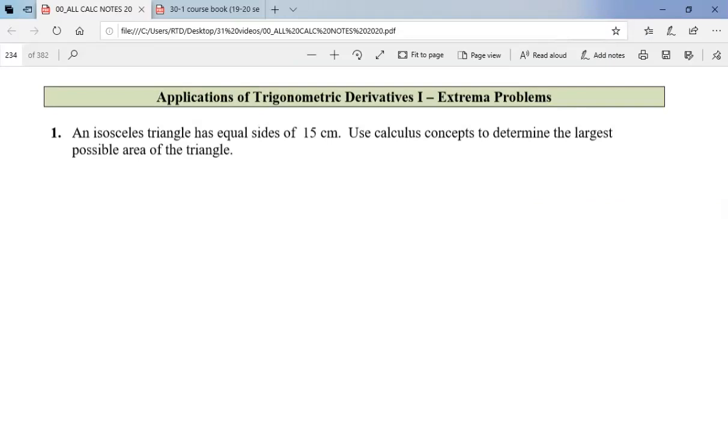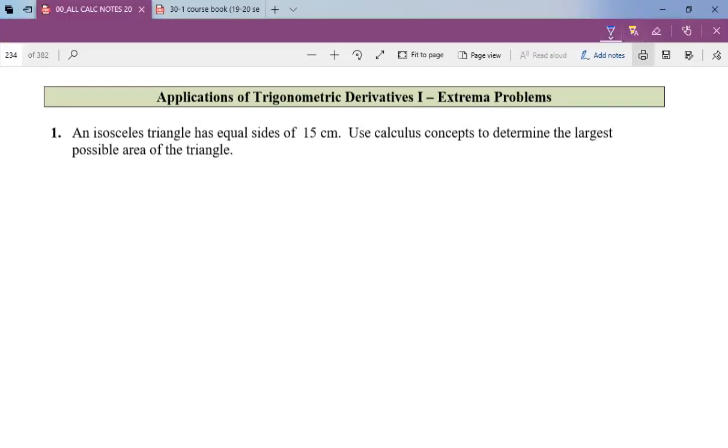The first question here says an isosceles triangle. We've got an isosceles triangle that has equal sides of 15 centimeters. Use calculus concepts to determine the largest possible area of the triangle. And so let's start off with the fact that we've got a triangle that looks like this. We don't know too much about it except that this is 15 centimeters.